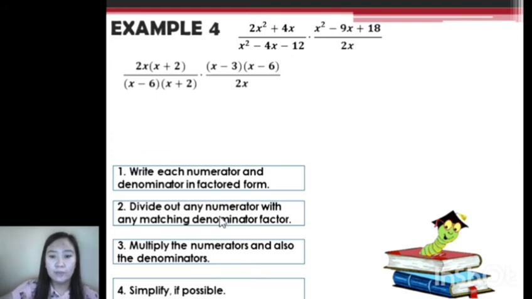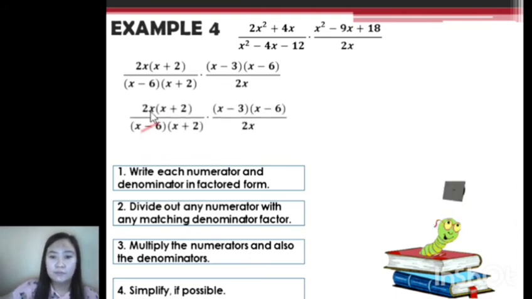Dividing out any numerator with any matching denominator factor is our second step. So we have 2x in the numerator and 2x in the denominator. We also have x plus 2 and x minus 6.